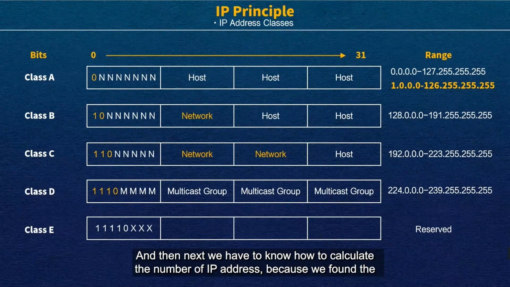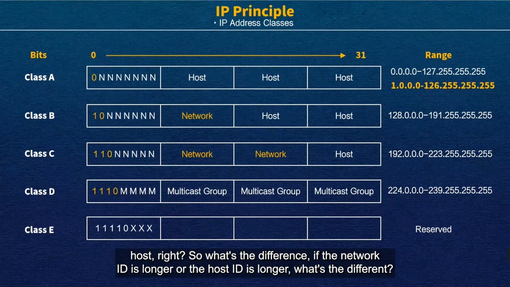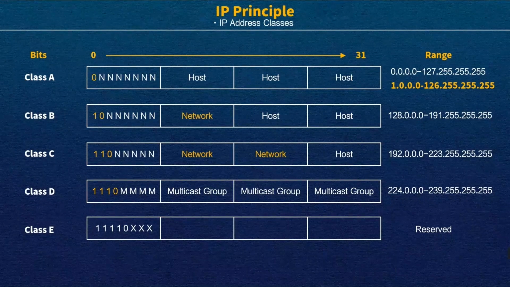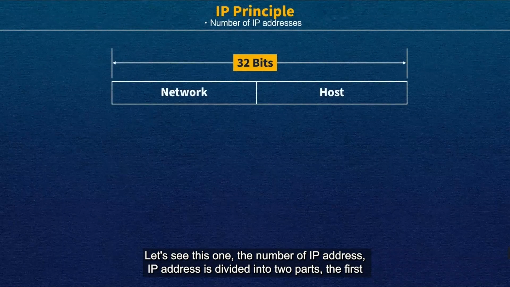And then next we have to know how to calculate the number of IP addresses. Because we found that class A, B, and C have different lengths of the network, and we also have different lengths of the host, right? So what's the difference? If the network ID is longer or the host ID is longer, what's the difference? Let's see this one.